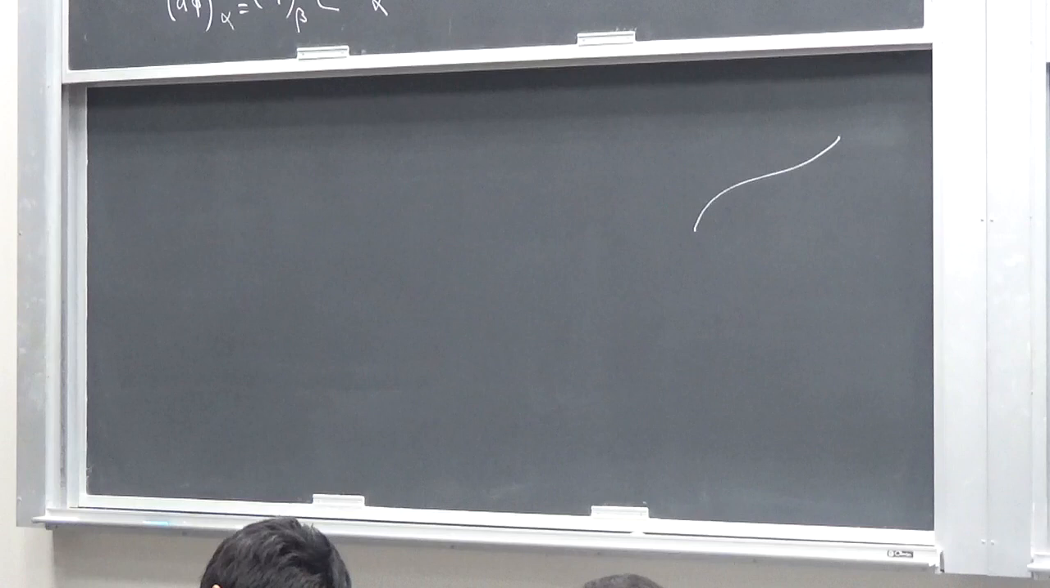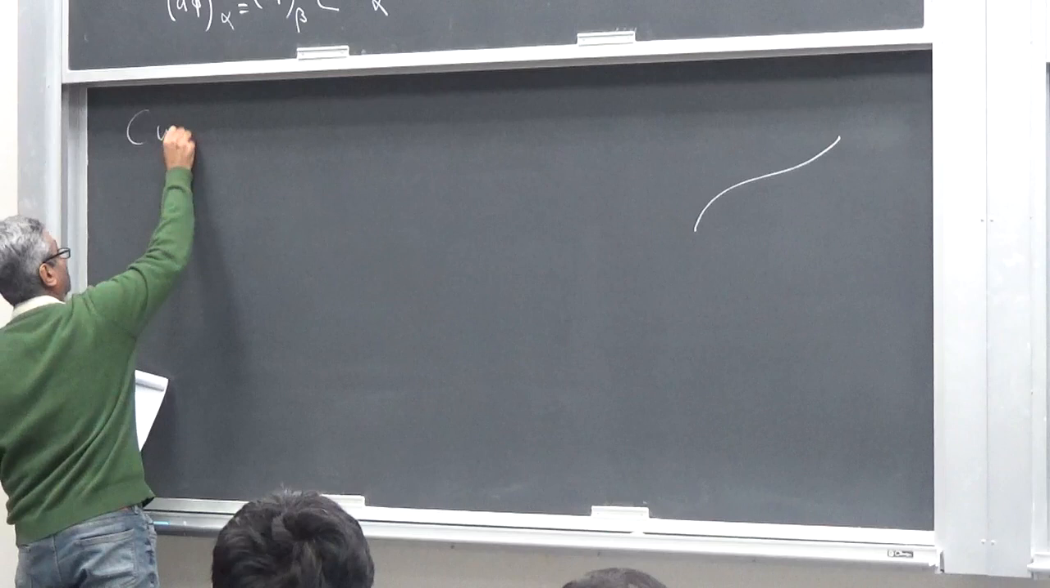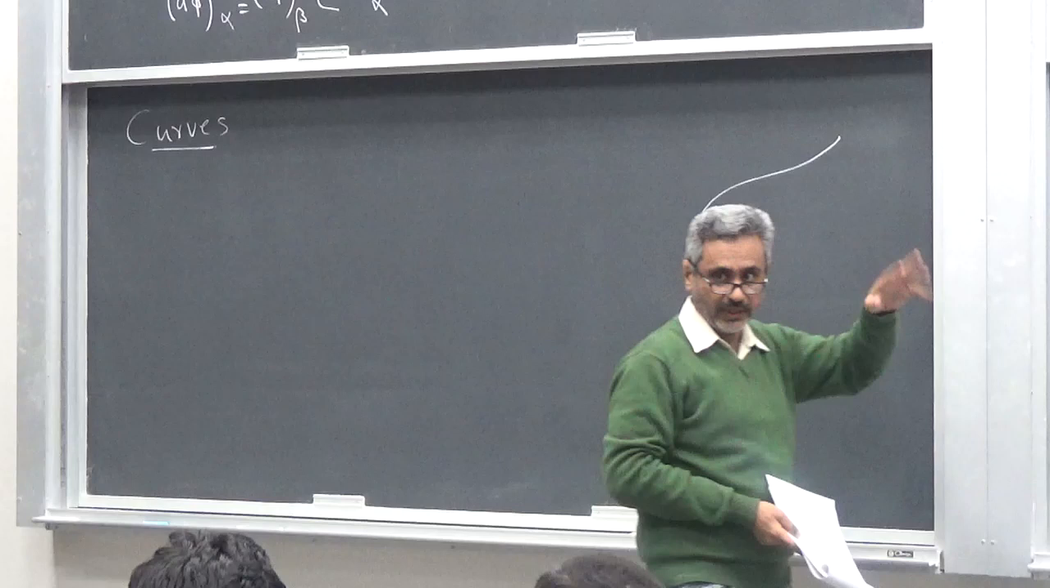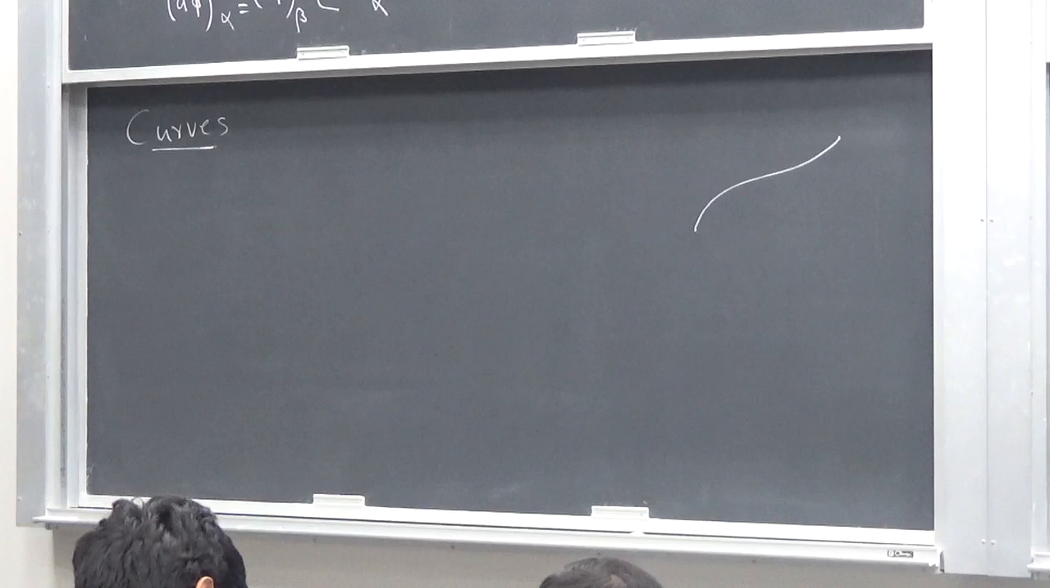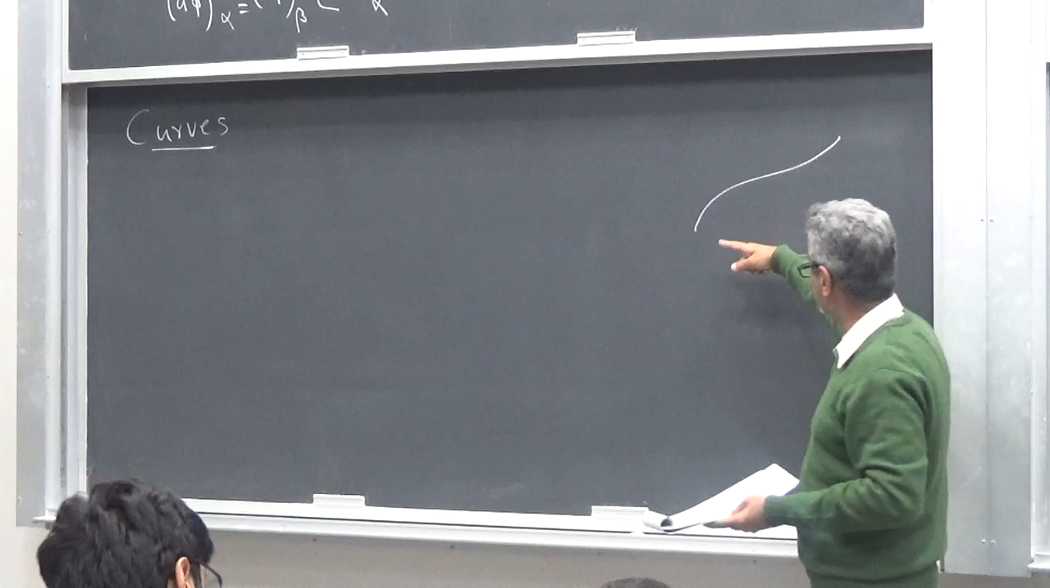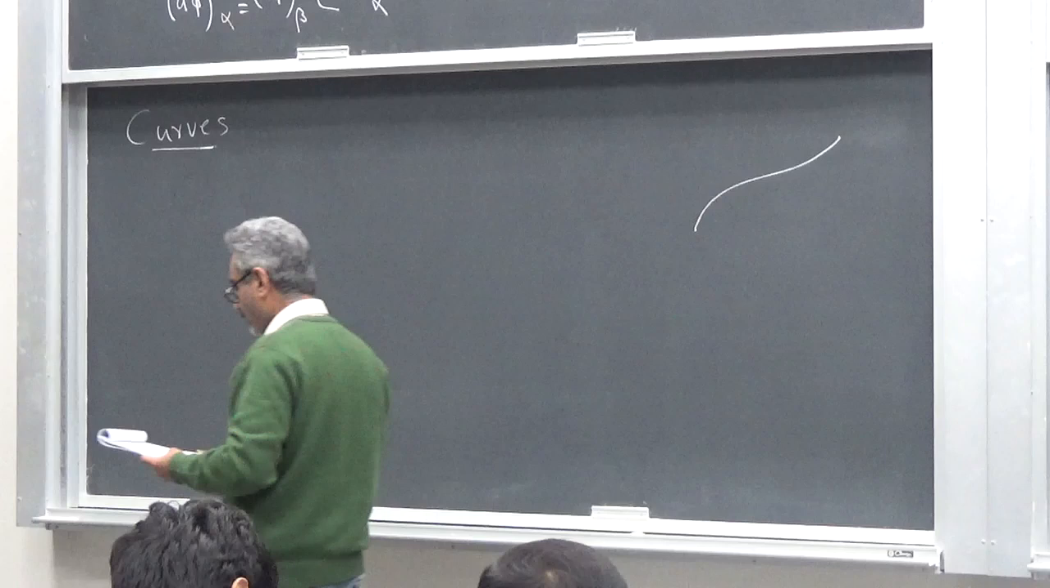Okay, I'm going to talk about curves. This is a very natural thing. Let's say you have a two-dimensional plane, and you can have a collection of points like this. That would be a path, let's say a path that a particular particle is taking.